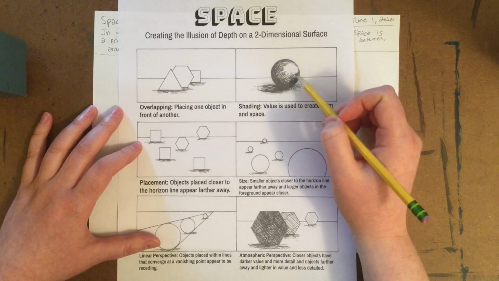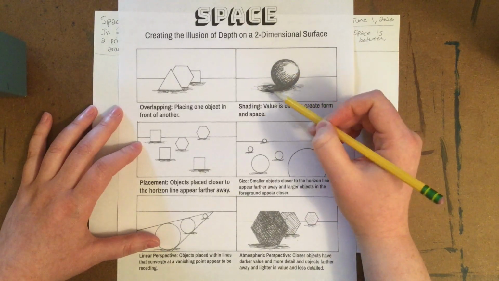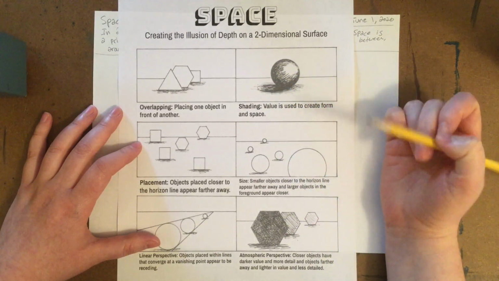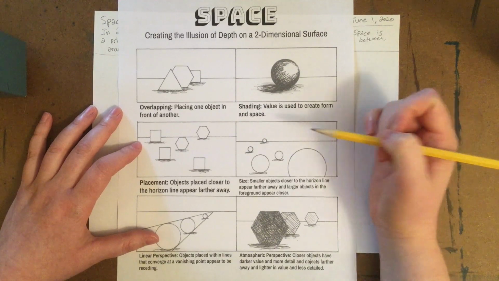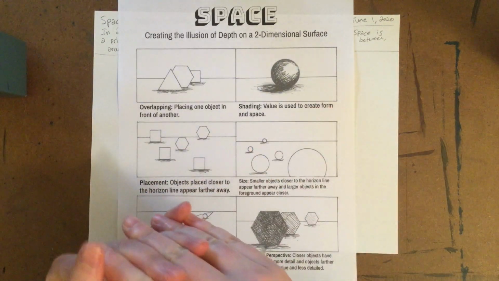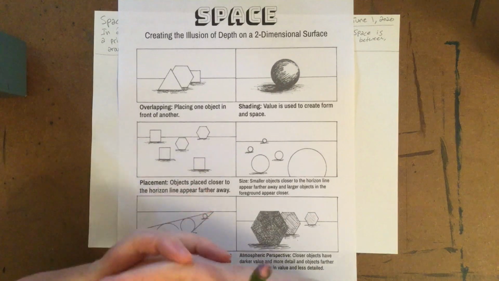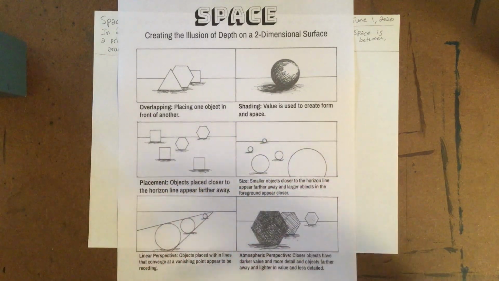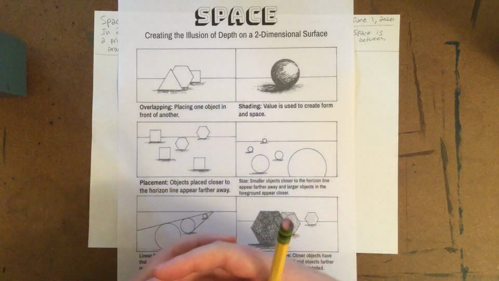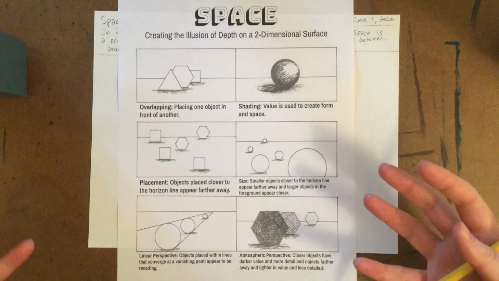So you can also do shading. We learned about how adding value to a work of art creates form. Well, form and space are very interconnected, because for both of them, we're talking about depth, right? Form is a 3-dimensional object. Space is about creating this illusion of 3 dimensions.